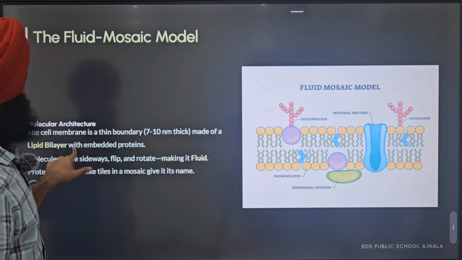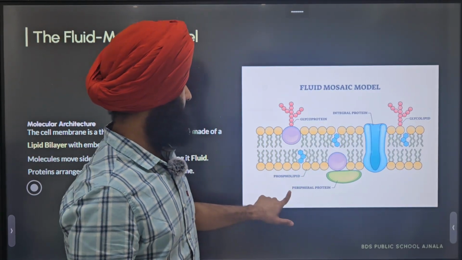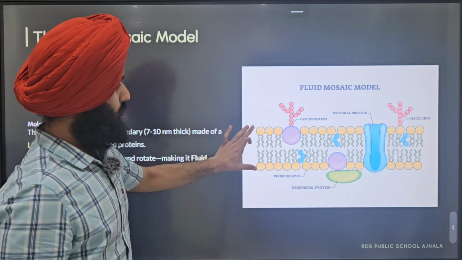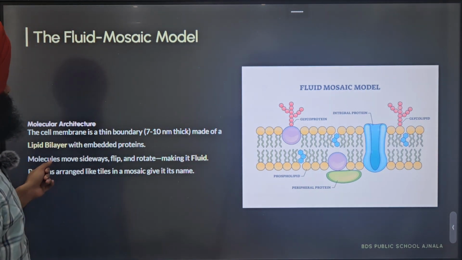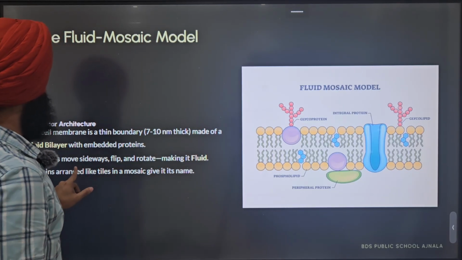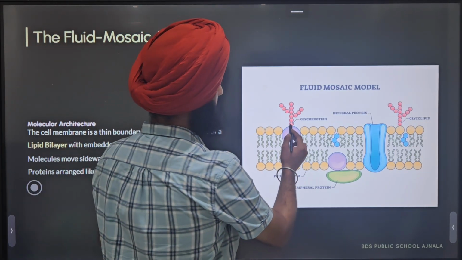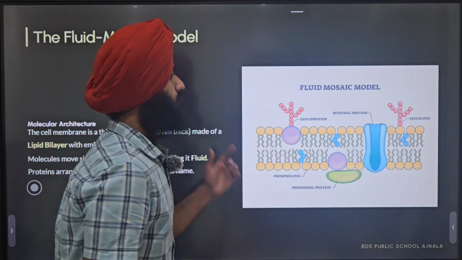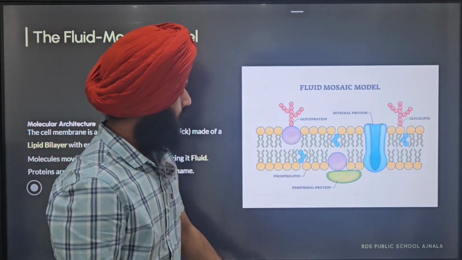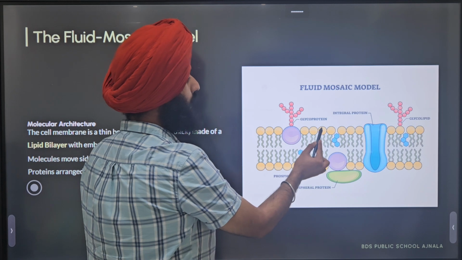Okay, with embedded proteins. So there is glycoprotein over here, there is integral protein over here, and there is peripheral protein over here. So there are embedded proteins in the layers of this lipid bilayer. Okay, molecules move sideways, flip and rotate, making it fluid. Proteins arranged like tiles in a mosaic give it its name. So these little tiles give it its name, the fluid mosaic model, and the particles on this move sideways and flip.